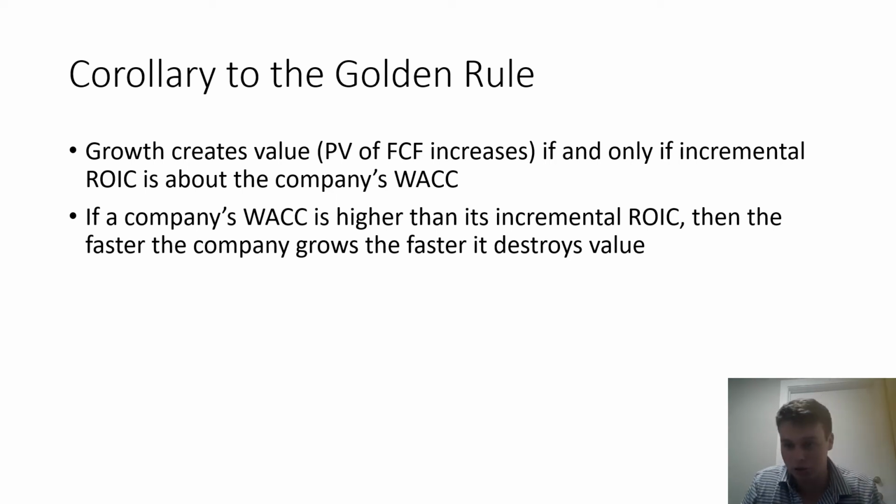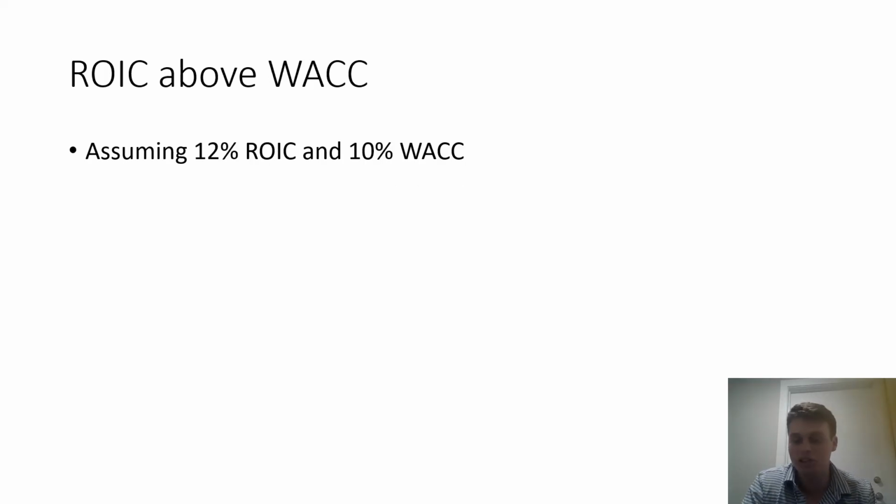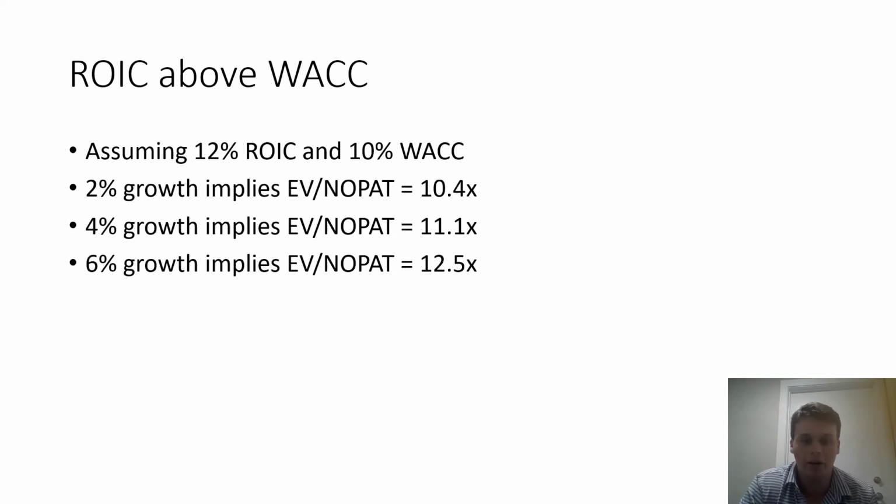Typically, good businesses have incremental return on invested capital above WACC, so growth is good. But this is not always the case. Now we're going to look at some examples so we can really understand the relationship between these three variables. So let's say we have a company with ROIC above WACC, assuming 12% incremental ROIC and 10% WACC.